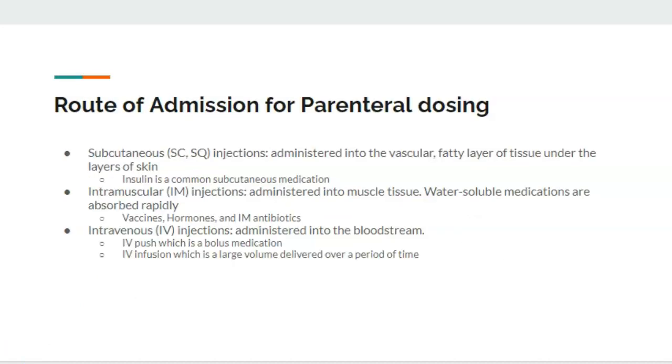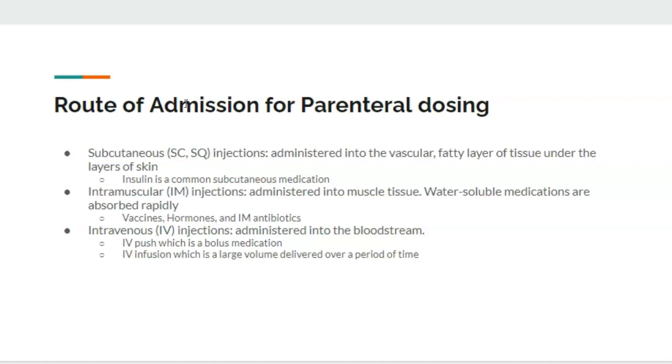So the routes of administration for parenteral doses, there are three main ones. Subcutaneous injection, which is also abbreviated as SC or SQ, is in the fat layer of the tissue. Usually we think of insulin as a common subcutaneous injection, but it's more in fat. And then intramuscular injection is administered into muscle tissue, typically with a longer needle. It's a water-soluble medication that absorbs pretty rapidly. And we think of vaccines, a lot of hormone injections, intramuscular antibiotic injections, things like that.